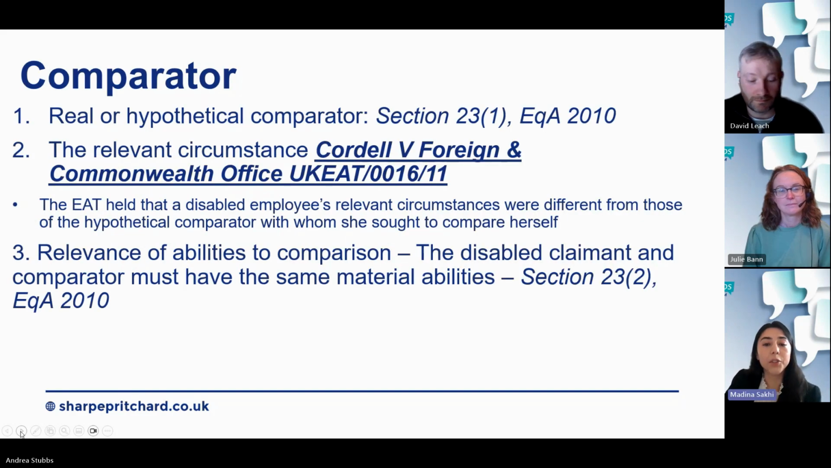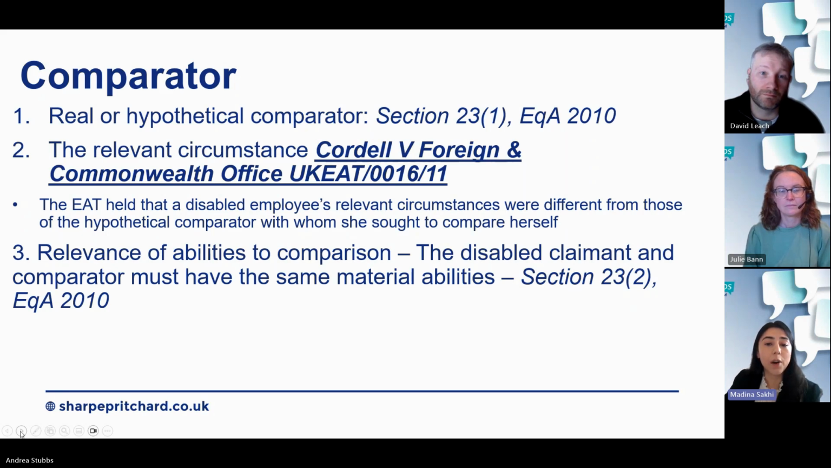So essentially, an individual claiming direct disability discrimination must show that they've been treated less favorably than a real or hypothetical comparator whose circumstances are not materially different to theirs, and that's under Section 23(1) of the Equality Act. They must show a relevant circumstance, as in the case of Cordell v Foreign and Commonwealth Office.